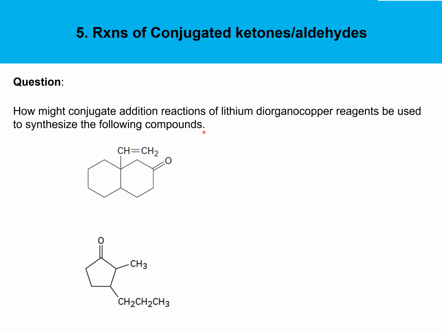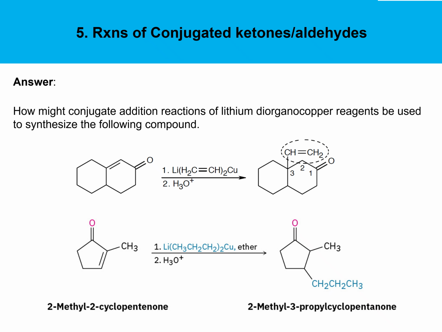In this question, we want to predict which lithium diorganocopper reagent, or which Gilman reagent, we want to use, as well as which alpha-beta unsaturated carbonyl we want to use in order to synthesize these two compounds that you see here. As a reminder, lithium diorganocuprates or copper reagents are compounds that add reversibly to the beta carbon.